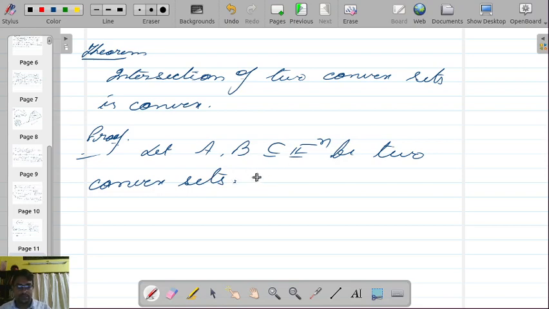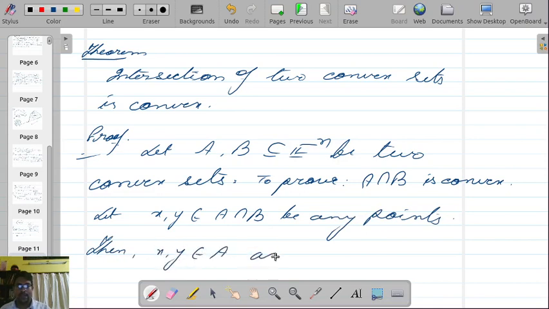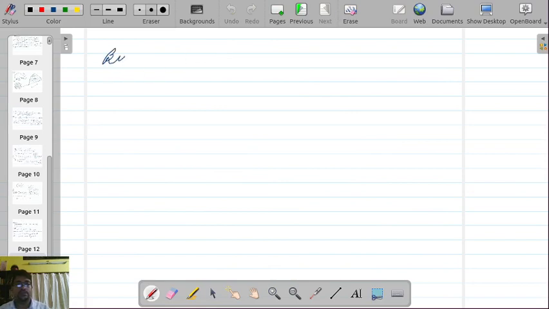To prove that A intersection B is convex, first of all, let x, y belong to A intersection B be any points. Then x, y belong to A and x, y belong to B, because x and y are points in the intersection. So x and y will be in A also, and in B also. But A and B are convex. It is given that A and B are convex sets.